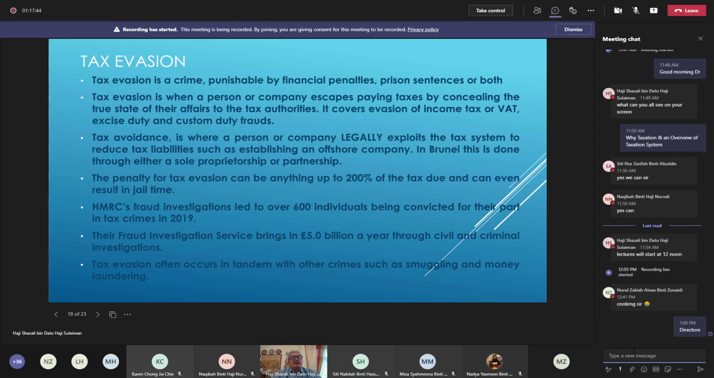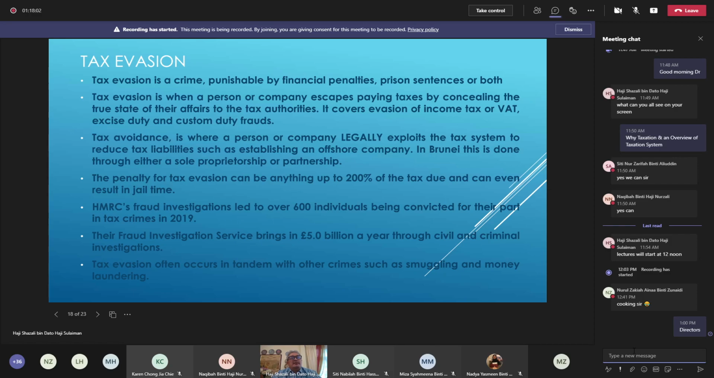Tax avoidance is where a person or company legally exploits the tax system to reduce tax liability, such as establishing offshore companies. In Brunei, this is done through either sole proprietorship or partnership. Penalty for tax evasion can be anything up to 200% of the tax due and can even result in a jail term.